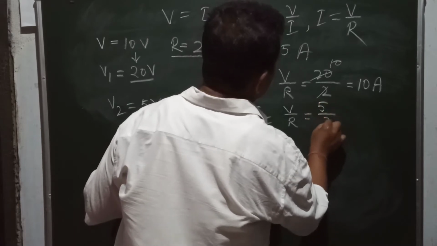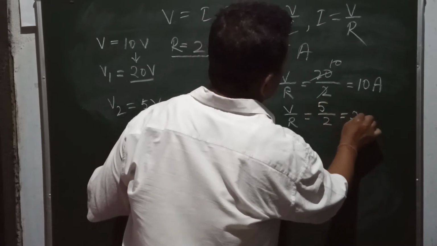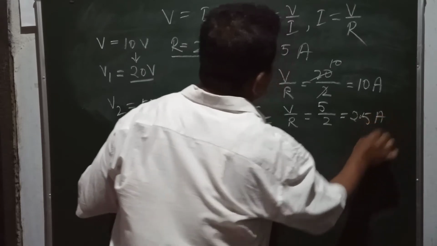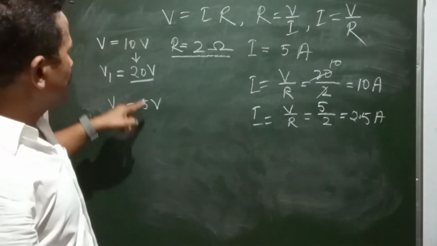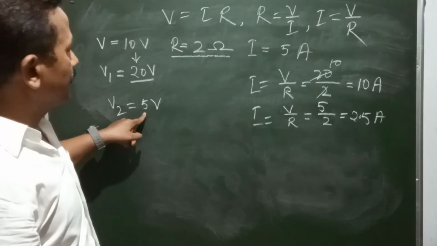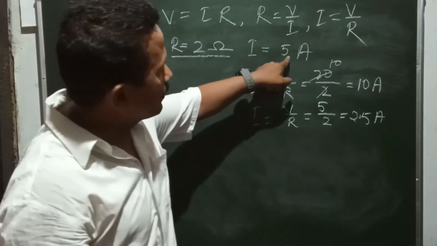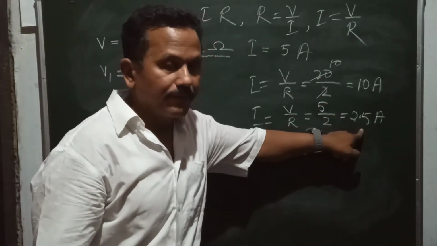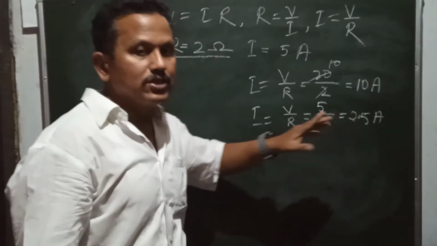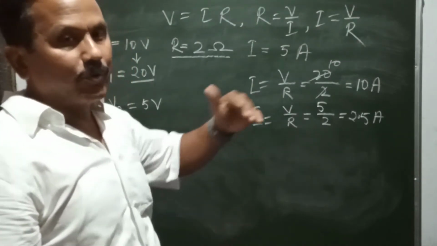R is here, we have 2 ampere. So we get 2.5 ampere. You see, from the original value 10 volt, it has reduced to 5 volt, becoming half. So originally it was 5 ampere, so it is reduced to 2.5, half. That means these two are directly dependent upon each other.